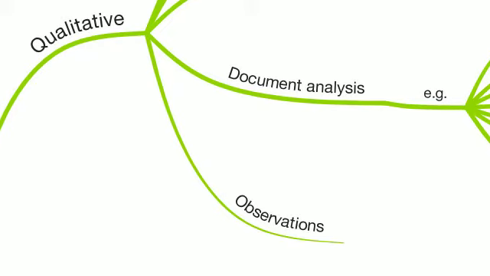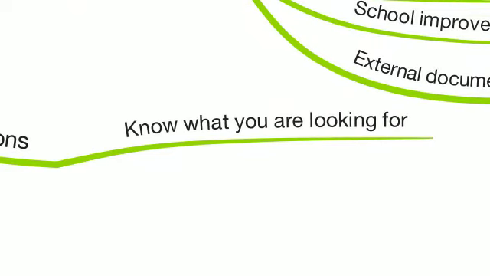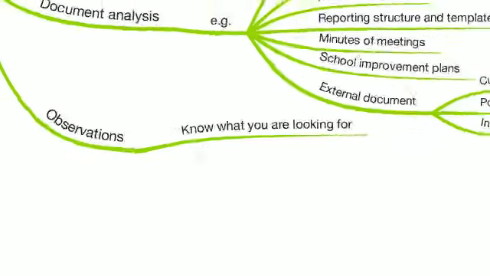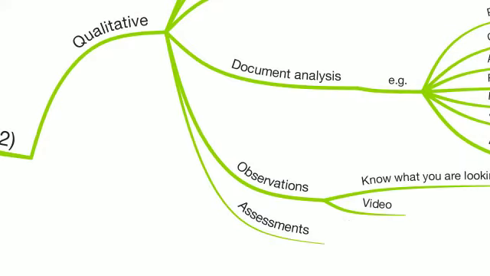Classroom observations are a very common source of data for action research, but the researcher should be clear before undertaking the observation what it is he or she is looking for. Videoing the lesson or activity can be a helpful way of recording our data. Student work samples and assessment pieces form another common data collection method.